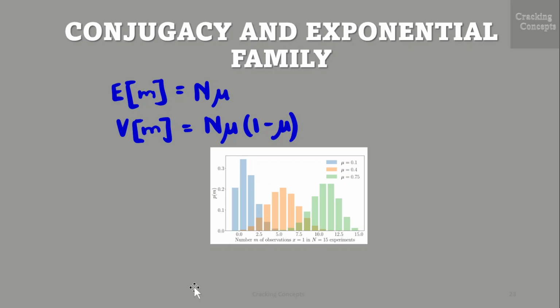Now this is an example of binomial distribution for three values of mu, which are 0.1, 0.4 and 0.75, for n equal to 15 experiments. An example where binomial could be used is if we want to describe the probability of observing m heads in n coin flip experiments, if the probability of observing heads in a single experiment is mu.